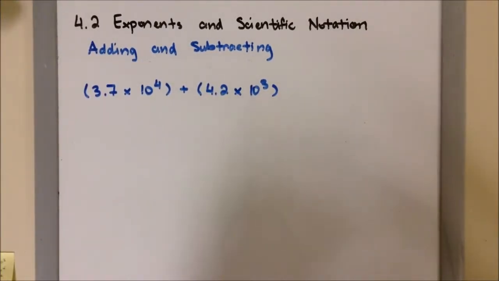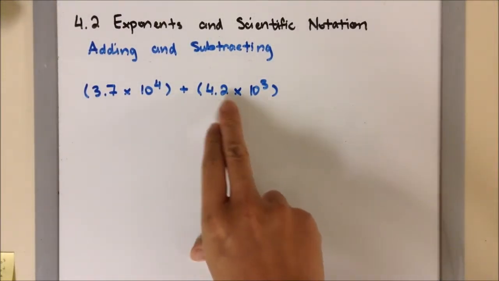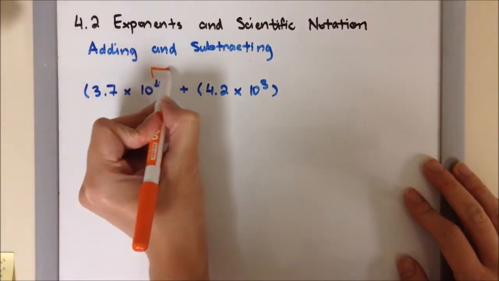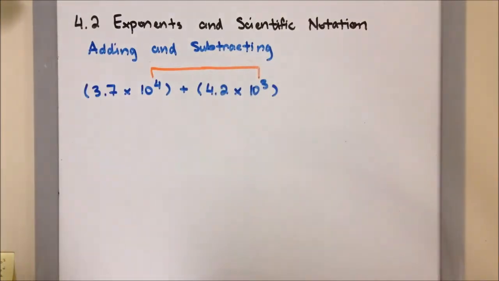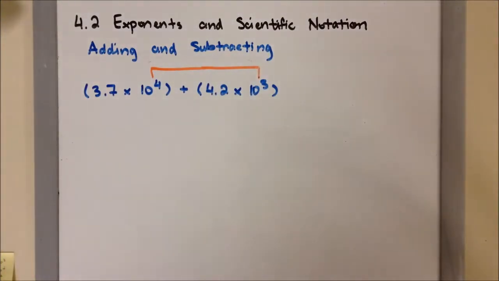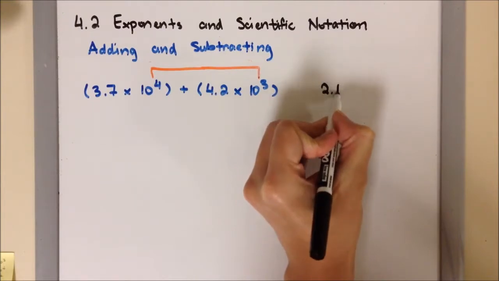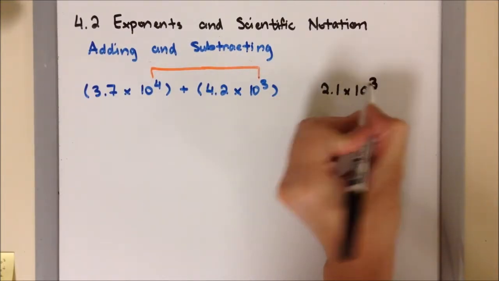In this example, we have 3.7 times 10 to the 4th plus 4.2 times 10 to the 3rd. Now the situation is the exponent is not the same on the tens. So let me go over what we need to do in the event we have something like that. So say we have an example, 2.1 times 10 to the 3rd power.